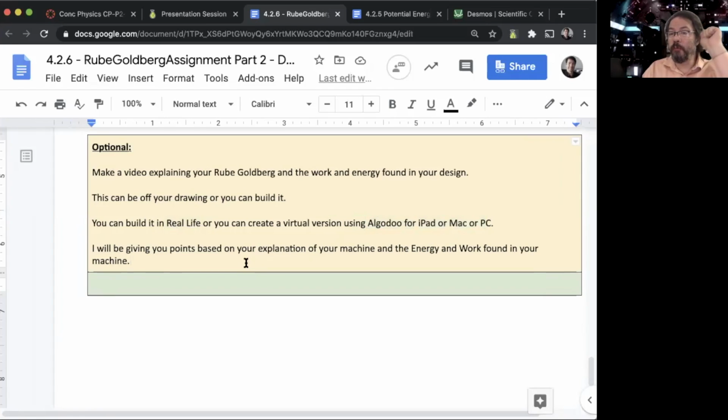But what I'm looking for extra credit is not the Rube Goldberg itself. I'm looking for your explanation of how is work and potential energy working in your Rube Goldberg. So if you build it, bonus. If you don't, great. Hold up your picture and go, this is my Rube Goldberg, and here's what's happening. Okay?